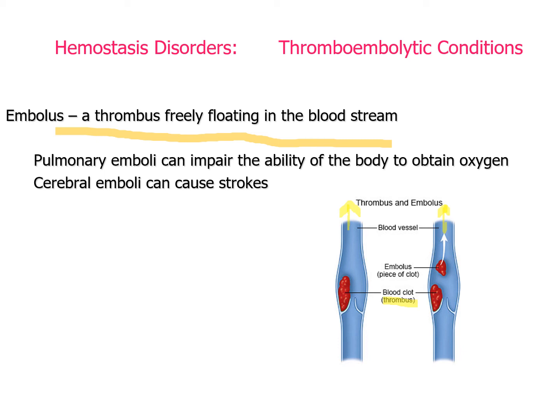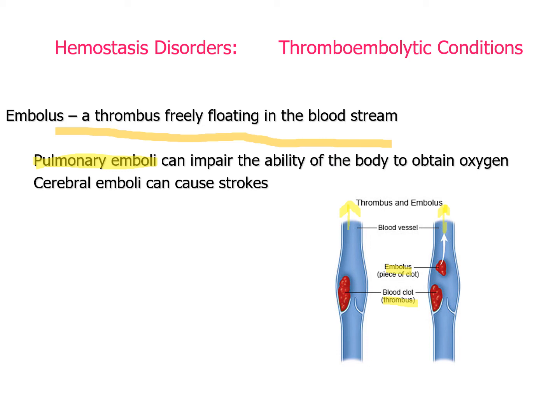Now that embolus will travel through the bloodstream until it hits a smaller, narrower blood vessel. So this embolus in a vein can go back to the heart, get pumped up to the lungs, and get stuck in a small blood vessel in the lung. And that's a problem. So pulmonary emboli do sometimes occur. They impair the ability of that area in the lungs to take up oxygen.